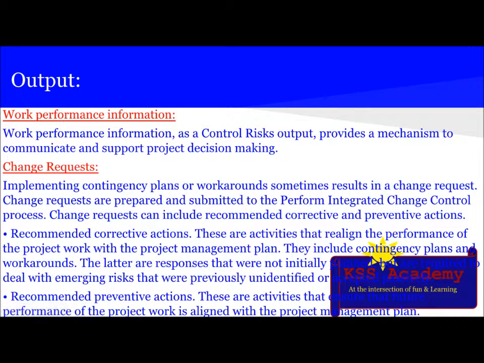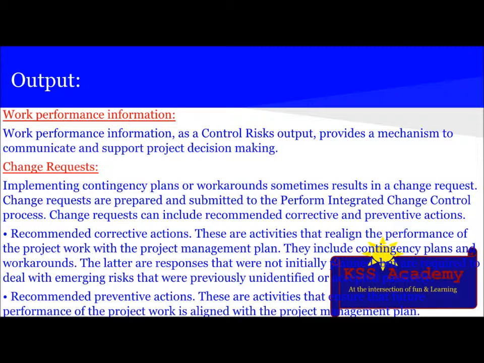Next are the outputs. The first output is WPI, that is work performance information. As a Control Risks output, it provides a mechanism to communicate and support project decision making. Next is change requests. Implementing contingency plans or workarounds sometimes results in a change request. Change requests are prepared and submitted to the Perform Integrated Change Control process. Change requests can include recommended corrective and preventive actions.